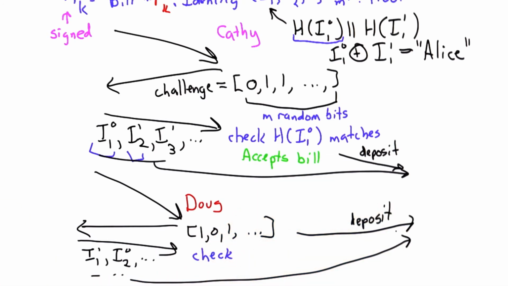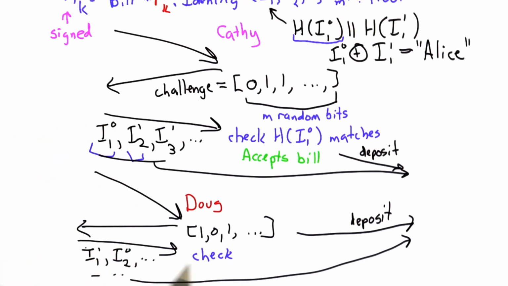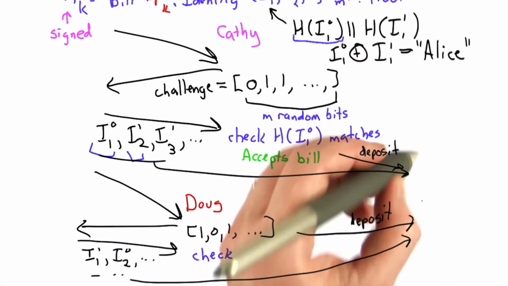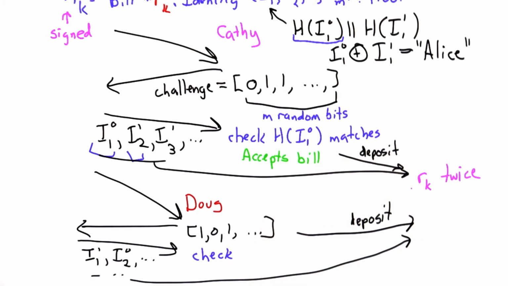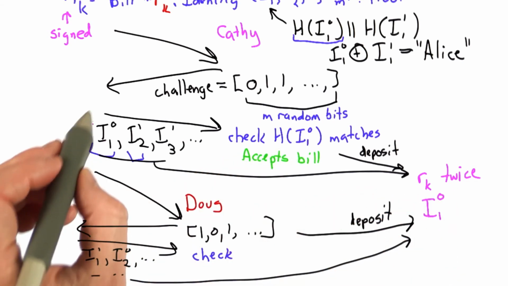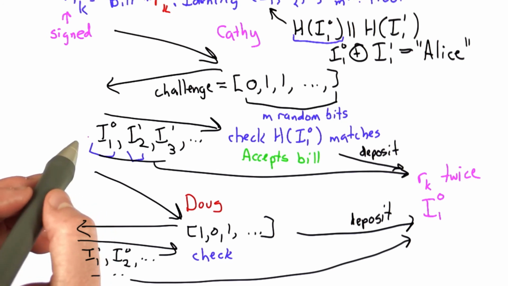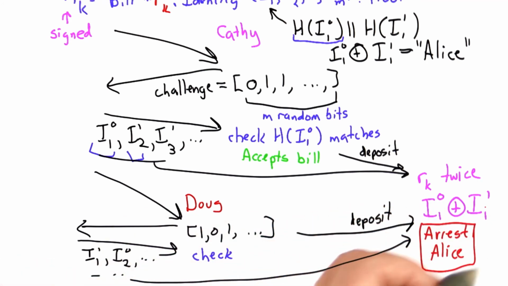So now what does the bank have? Well, it has both parts of one of the I values, as long as one of these challenge bits is different. The bank knows there was double spending because it saw our K value twice. It also knows the identity of the person who obtained that bill, because it can XOR the 0 part of identity 1, which it received from Kathy when she deposited the bill, with the 1 part of that identity, which the bank received from Doug when he deposited the bill. So now the bank can tell the police to arrest Alice for double spending a bill.